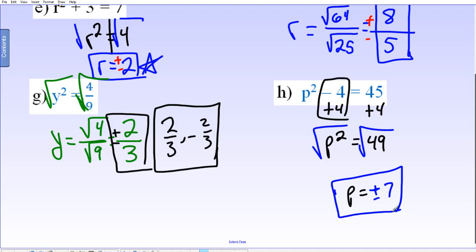So as we are solving, we try to get the exponent piece by itself first. After we get the exponent piece by itself, then we either square root, or you'll see in a second, we can also cube root to get the variable completely by itself.